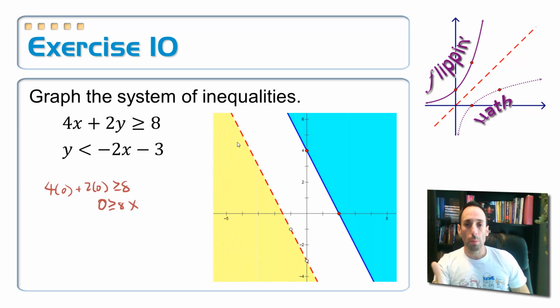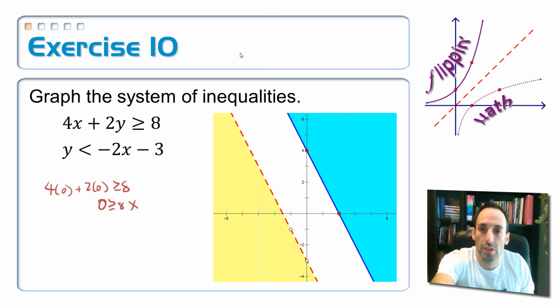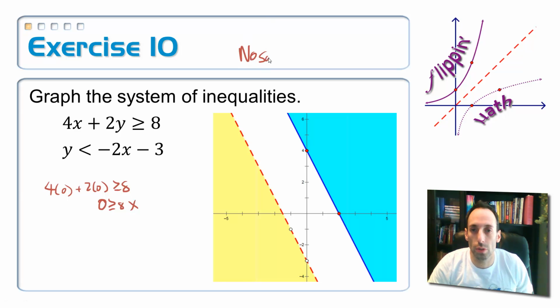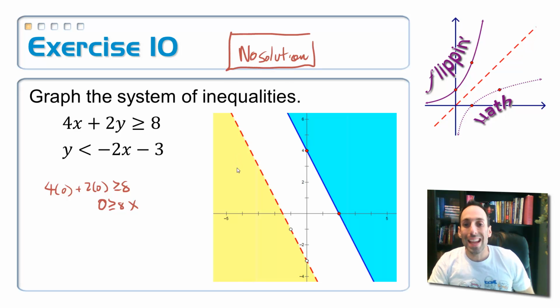Now look, I'm looking for where the two colored regions intersect each other, and they don't intersect anywhere, so this system has no solution. Now, if this yellow part was instead up above the line, then they would intersect everywhere in the blue region, and anything that satisfies the top equation would be the solution. But that's not what I have here.